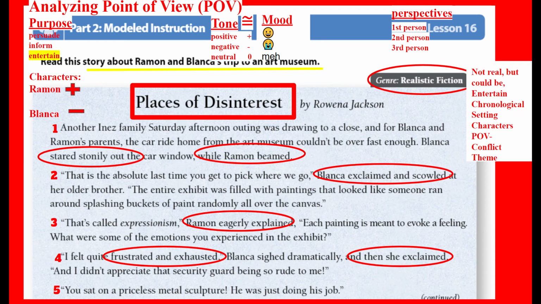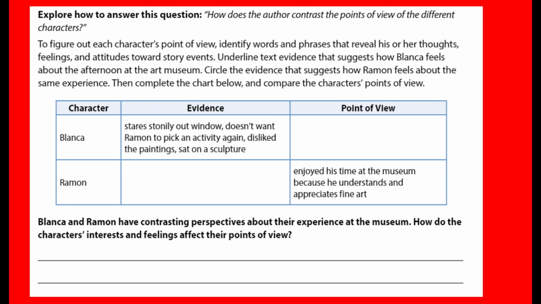Raymond, on the other hand, I would say he's very positive, right? He's beaming, he's eagerly explaining. Even in paragraph number 5, he calls the statue priceless. If he calls something priceless, he probably considers it valuable, it's something he likes. So Raymond, the tone that surrounds him is pretty positive, I would say. So, now that we have analyzed Raymond and Blanca, let's go ahead and move on down to the bottom half of the workbook and get ready to further analyze point of view by completing the chart.